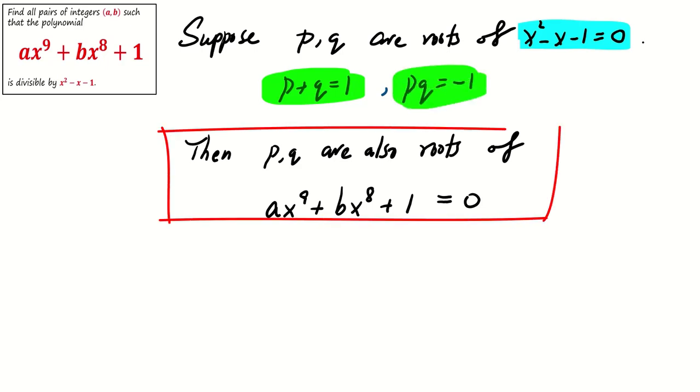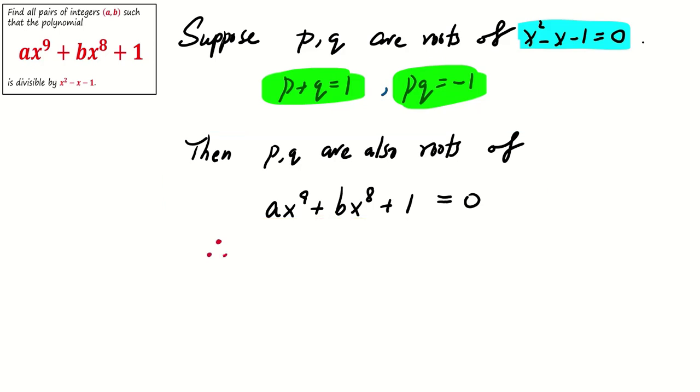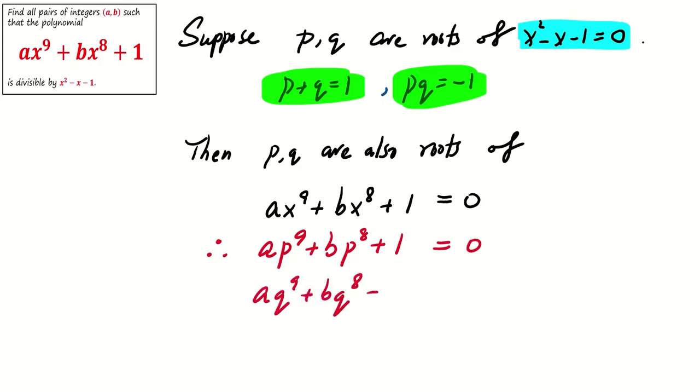And from this condition, we know that each of p, q satisfies the equation. Namely, ap^9 + bp^8 + 1 = 0 and aq^9 + bq^8 + 1 = 0.